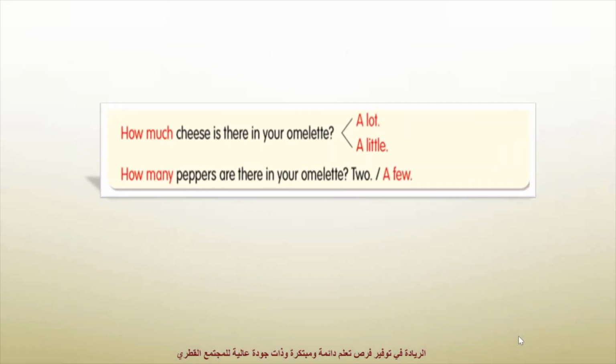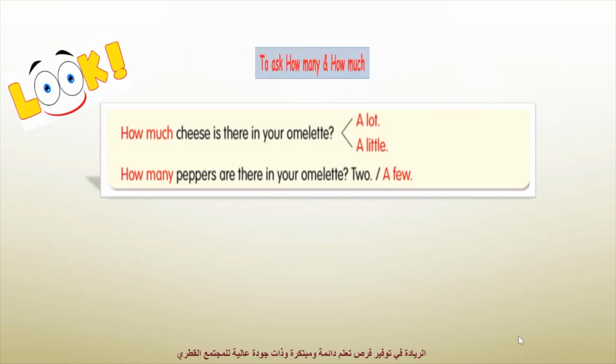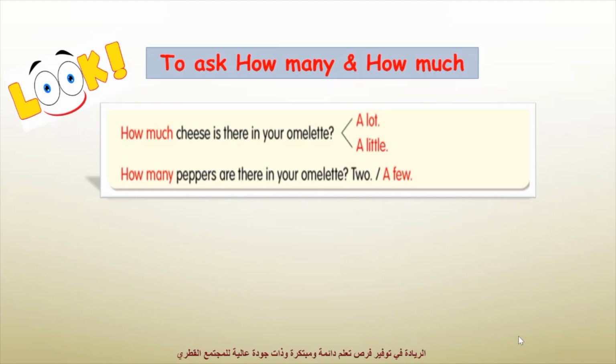Let's move to the second part of our lesson today. Here, we are going to learn how we can ask about the countable and uncountable nouns using something new. How many or how much? With how much, I can use the uncountable noun like cheese. So the question should be how much cheese is there in your omelette? You can answer with a lot or a little.